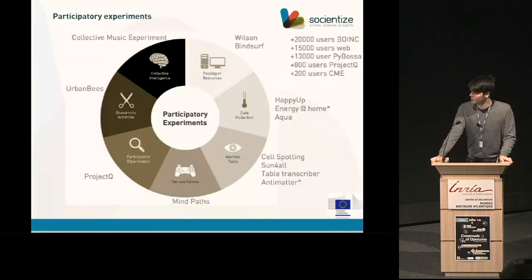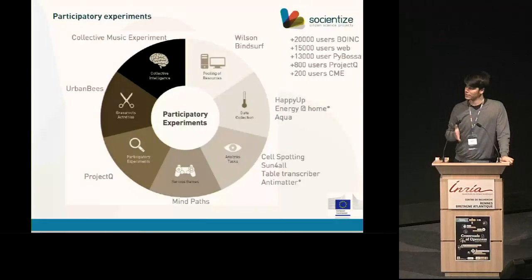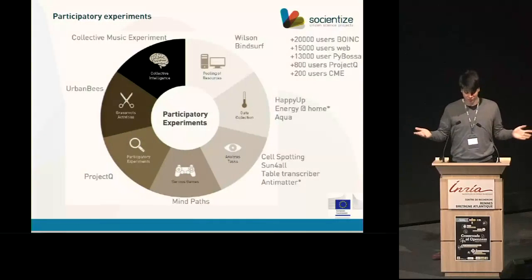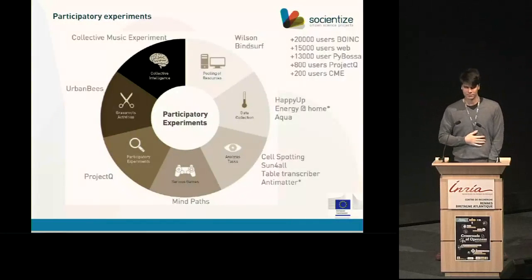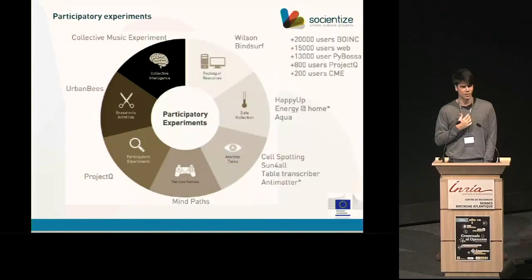So about participatory experiments, one of the most important things for us, one of the main pillars, was to demonstrate the possibilities of participation by providing concrete results. The problem is that there are many formats of participation, so I present here some of them, starting with pooling of resources. We have like 8,000 computers from the volunteers connected to our servers every day, and we are running a couple of BOINC-based applications. We have performed many projects about data collection, about happiness, about energy consumption at home, for instance. Also, we are asking people to control the quality of water at home.